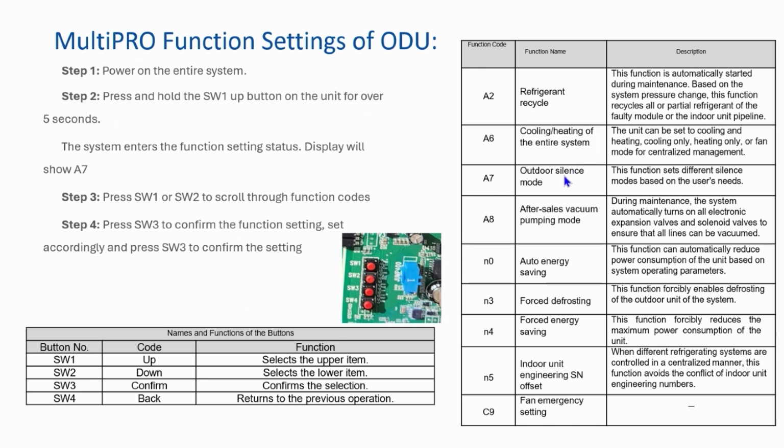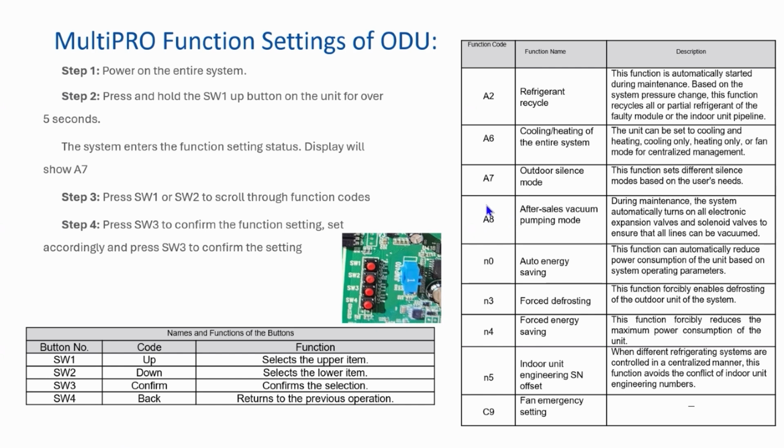A7 is outdoor silence mode. This function is set for different silence modes based on the user's needs. I would highly refrain from using that. Because if you're setting a silence mode, what you're doing is limiting the capacity of that unit so that it's not as loud. Right. So it won't ramp up. So save that for, I'll do this if I have to, kind of thing.